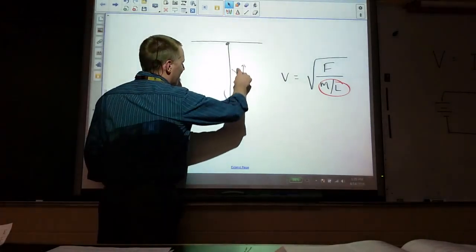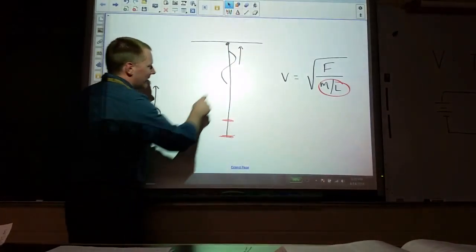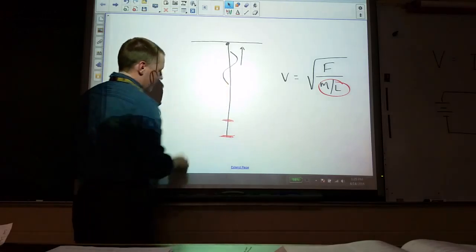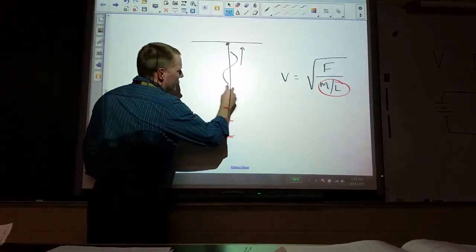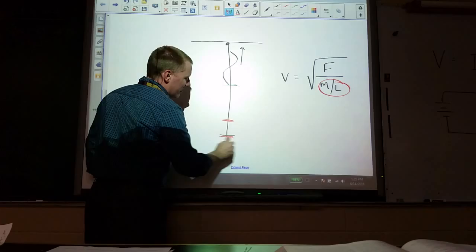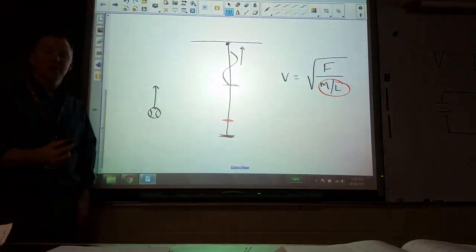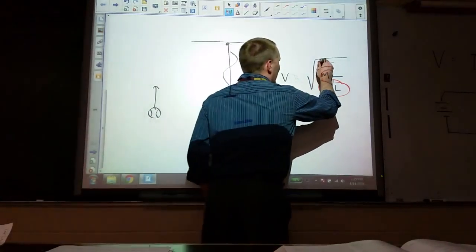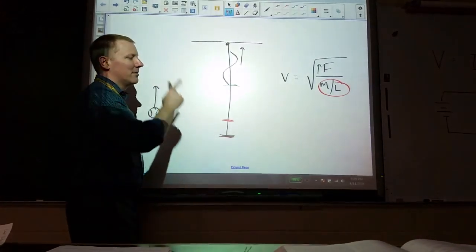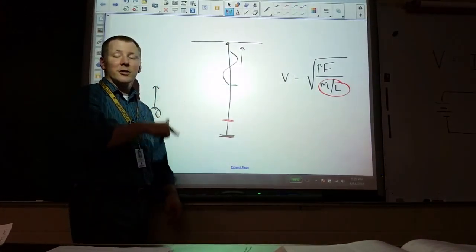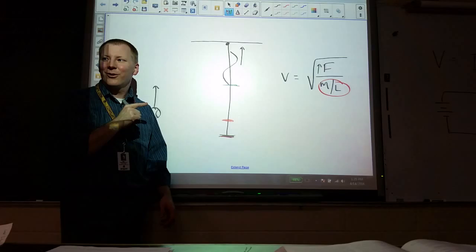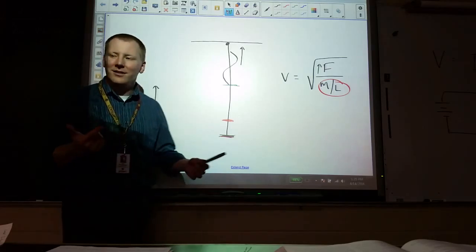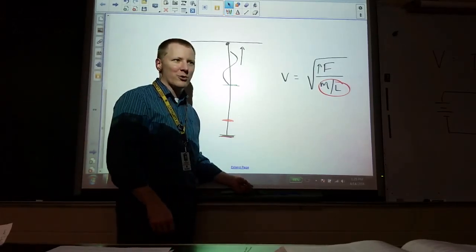But if your wave is here, now it's got this amount of rope pulling down on it, so tension should go up. If tension goes up, velocity goes up. So it should actually travel faster the higher it goes because of that, despite the fact that we naturally think of things going more slowly as they rise.